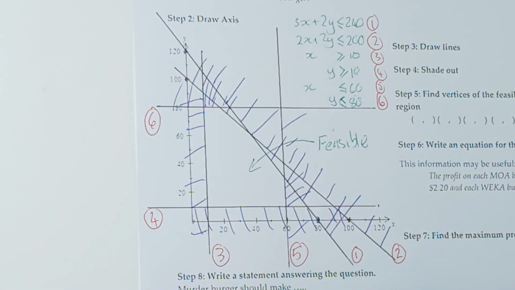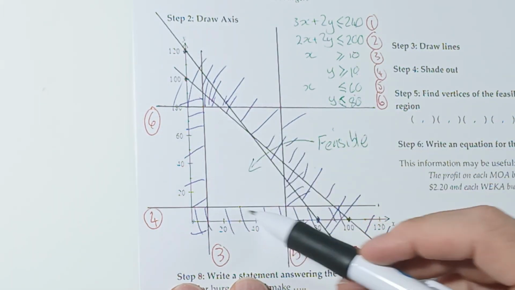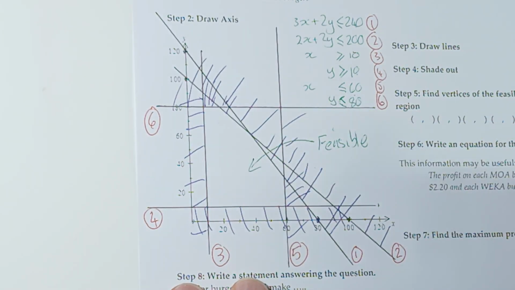So that's us finding the feasible space, which I've labelled here. What that means is that any set of x or y values inside this area here are allowed. They satisfy these constraints. They would be possible choices for burgers to make that don't violate any of the rules given above.